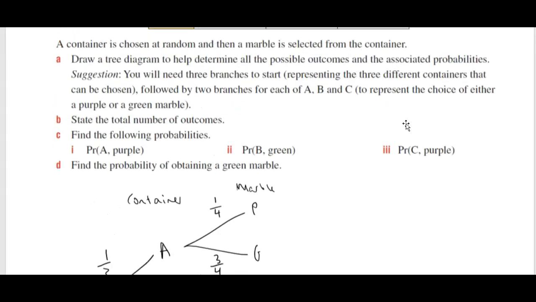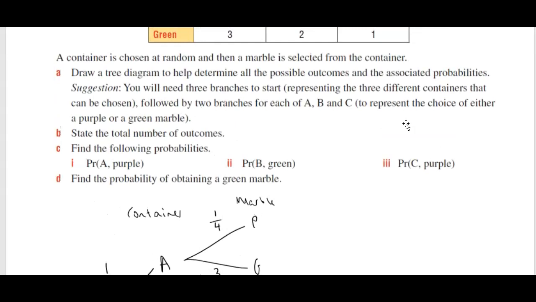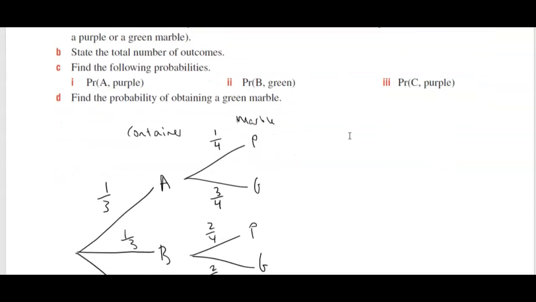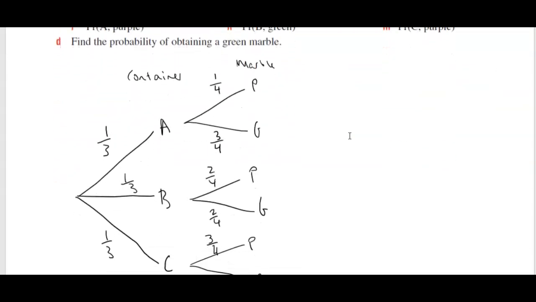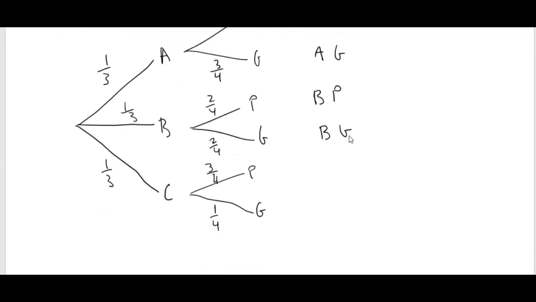Okay, so we've drawn our tree diagram and all the possible outcomes and the probabilities. So remember, you read along your branches. So we've got container A, purple. You can have container A, green. Container B, purple. Container B, green. Container C, purple. Container C, green.